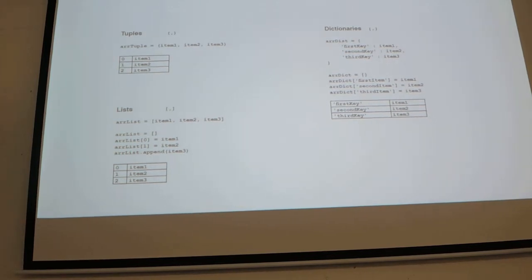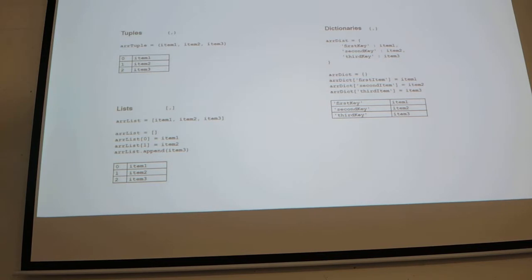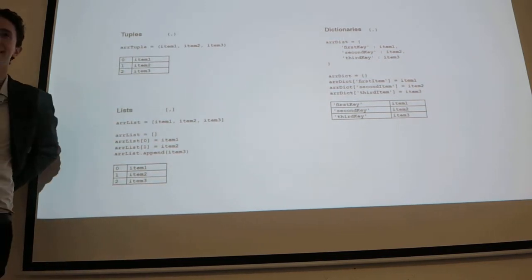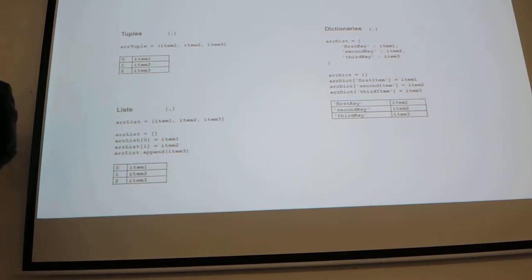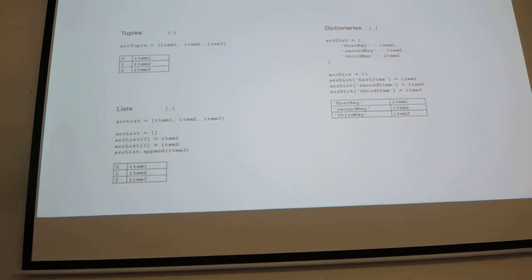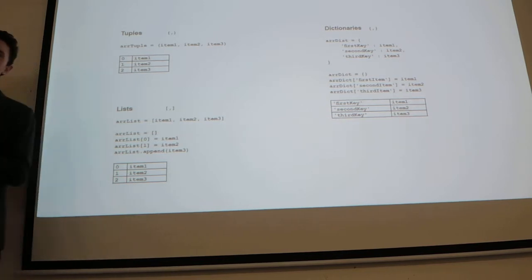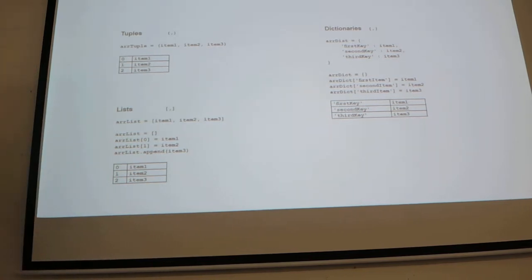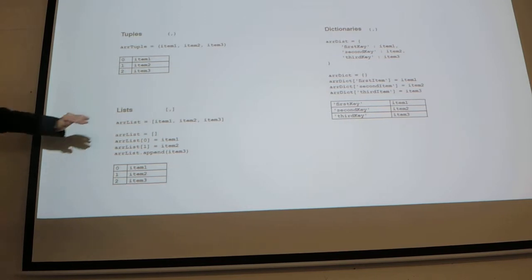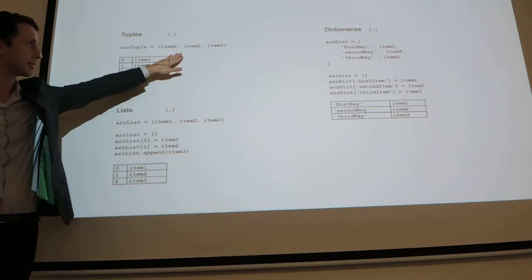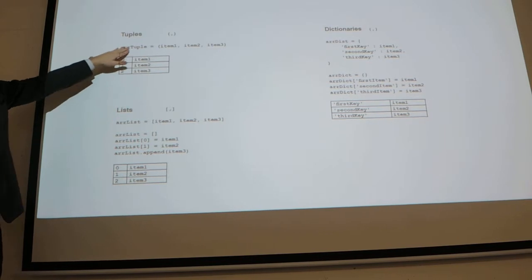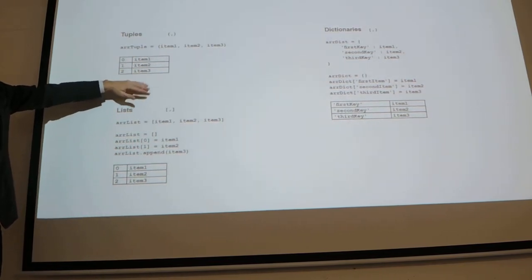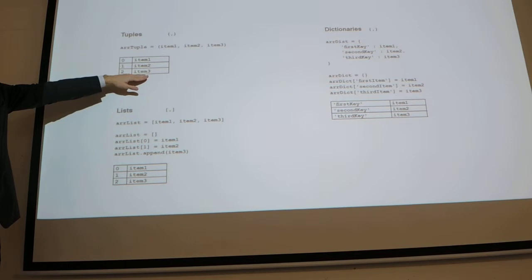The reason is a tuple is a list that cannot be modified. It's just a list of information that you define once and you're done with it. You don't need to add or remove items, you don't need to reorder them, you don't need to sort them. So that's the only difference. And if you define something like this, you can think of it like a matrix or an Excel sheet of item 1, item 2, item 3.